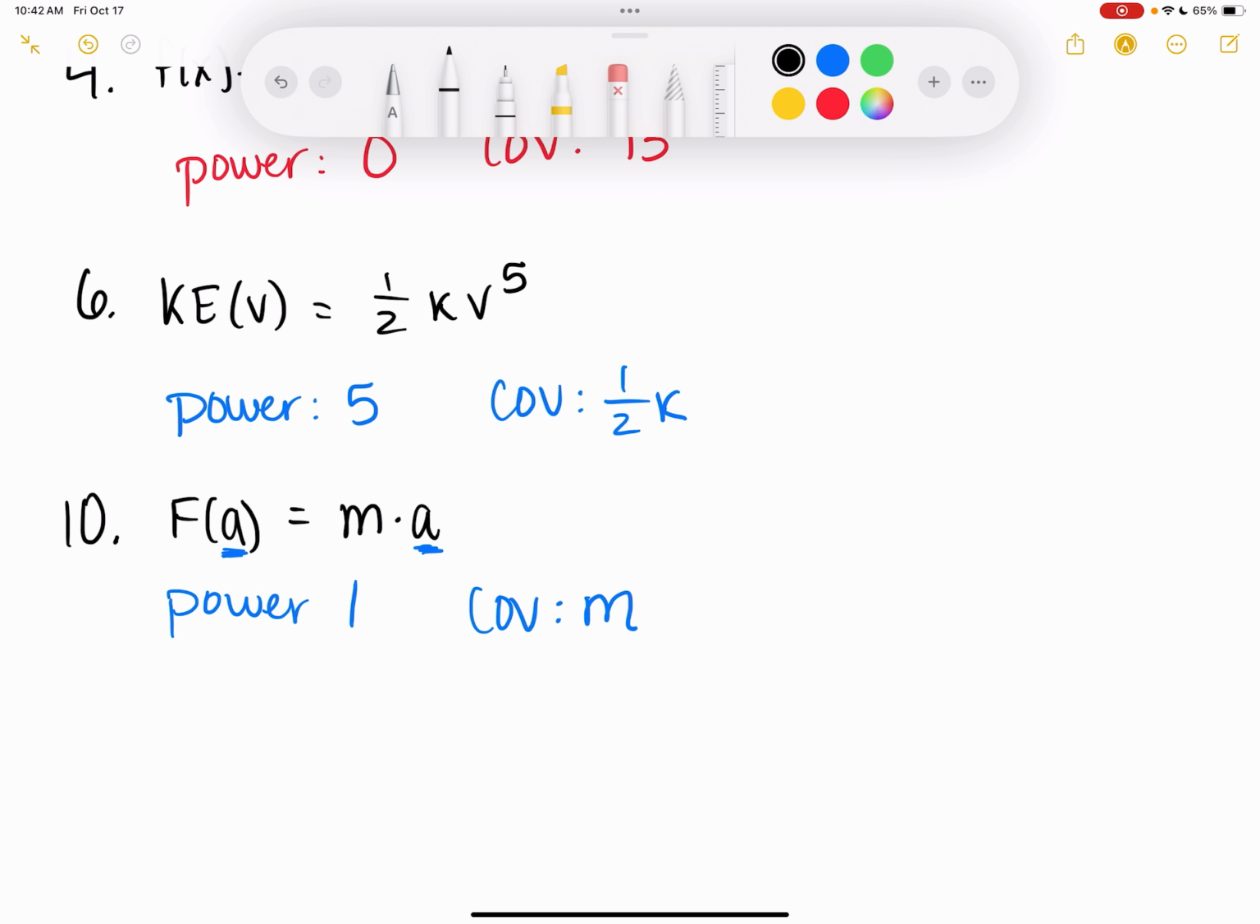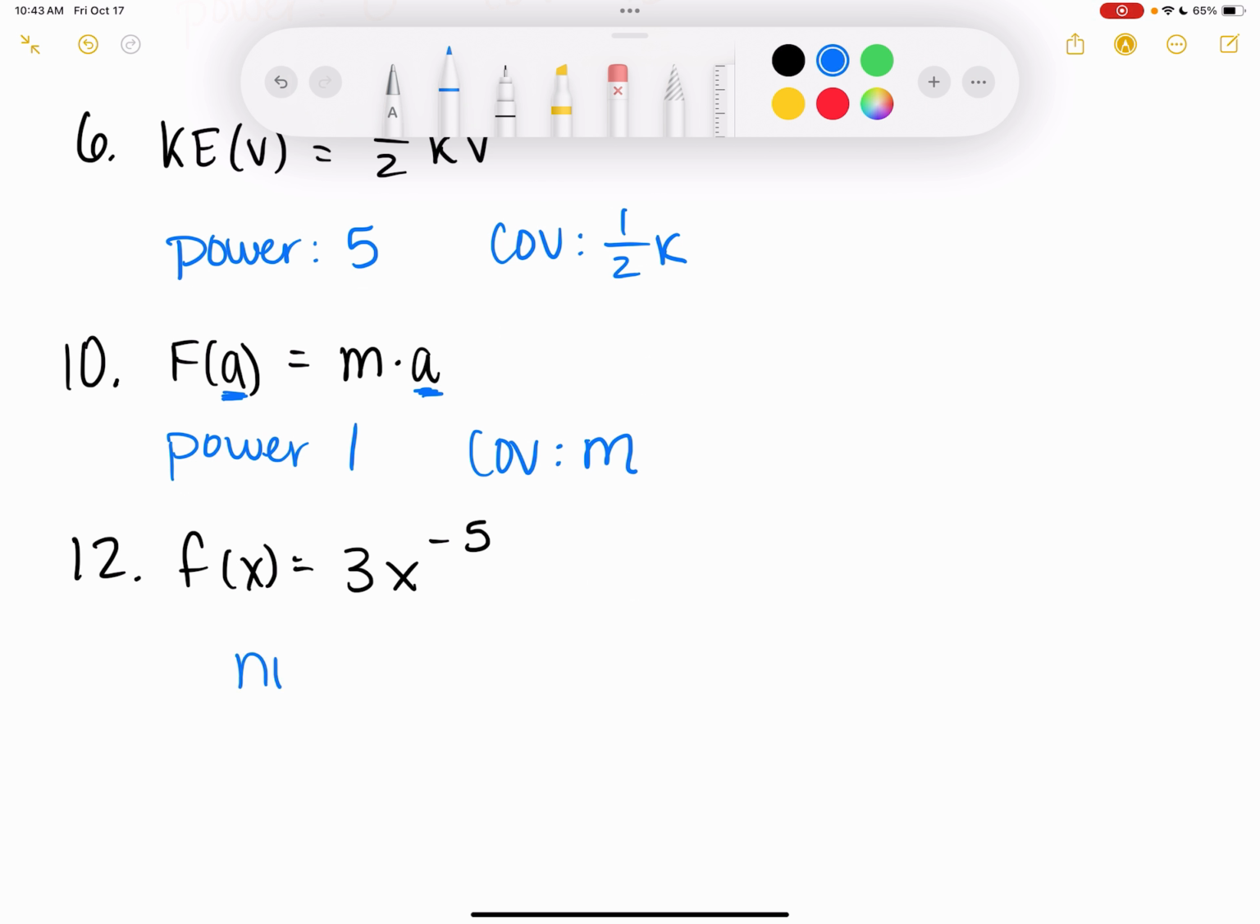Number 12. F of x is equal to 3x to the negative 5. So this one is not monomial. Does anybody know why? Because there's a negative in the exponent. Yep. What is a monomial? One term. A binomial is 2 terms. Trinomial is 3 terms. So 3x to the 5th plus 5 is not monomial. Correct. Not monomial because there is a negative exponent.